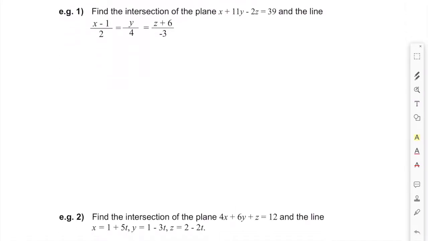So example 1, we have the intersection of a plane that we're looking for, and the line given in Cartesian form. The best way to tackle this problem is to first rewrite the Cartesian equation of the line into parametric form, because that way you will have an expression for x, y, z, which can be substituted into the equation of the plane. Okay, so here it is. So rearrange the equation of the line into parametric form.